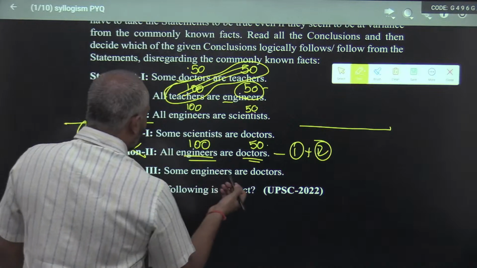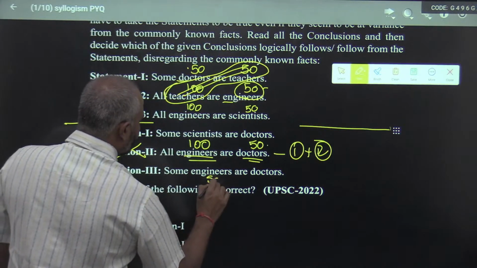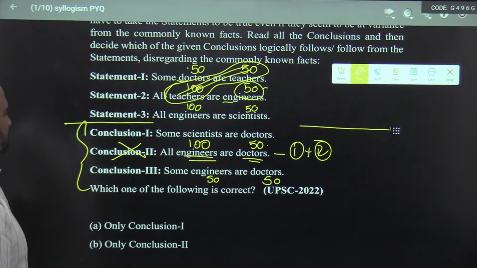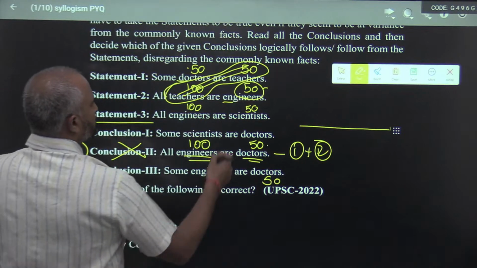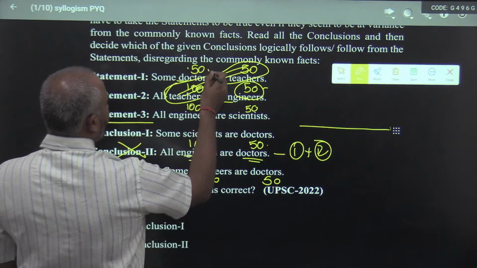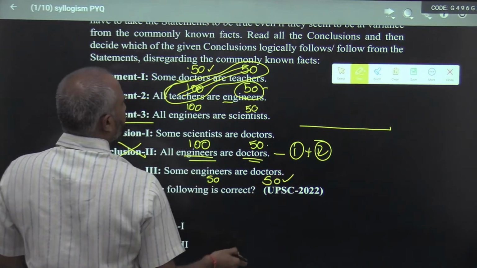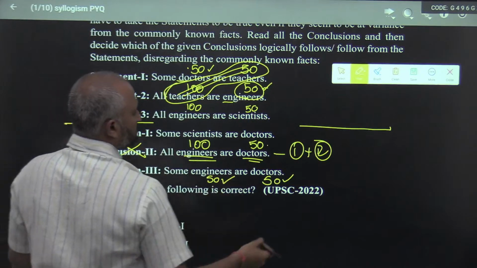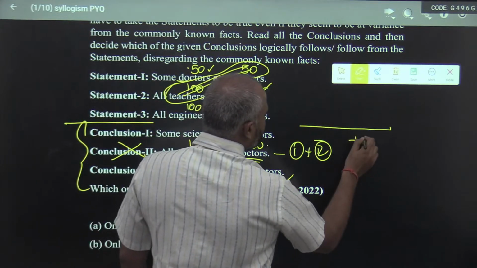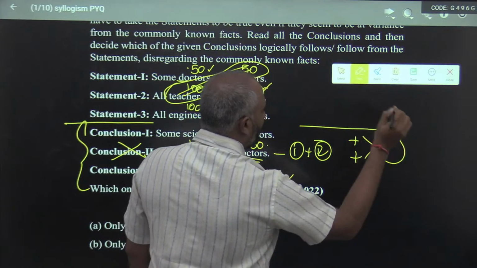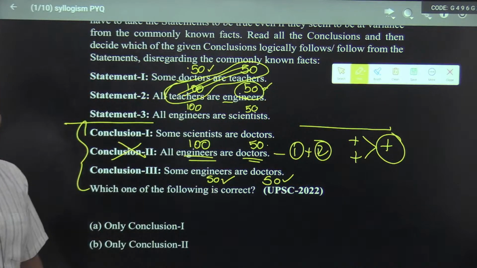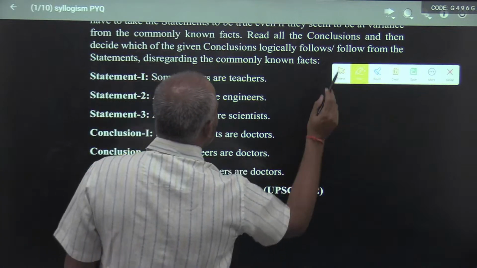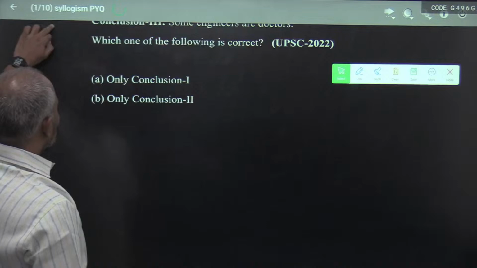Next, some engineers are doctors. So this is 50 and this is also 50. Some engineers are doctors. So doctors 50 can become 50. Yes. 50 can become 50. So from 1 and 2, which are positive, you can draw a positive conclusion. So conclusion 3 stands. Let us see if this is sufficient for us to answer.